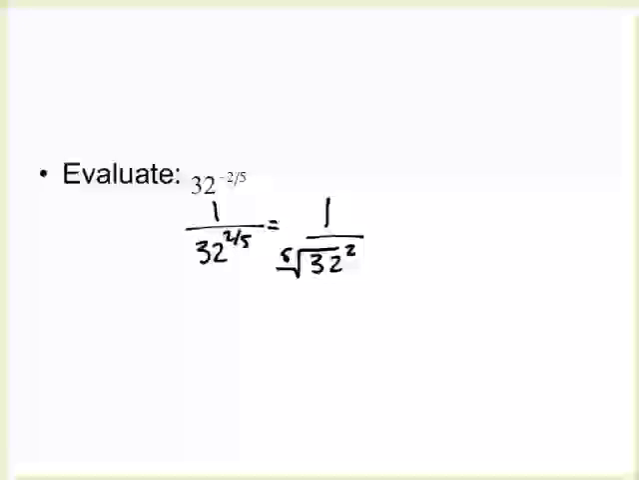1 times 1 times 1, that doesn't seem like it's going anywhere. 2 times 2 times 2 times 2 times 2 is 32. So the fifth root of 32 is 2. And we haven't done anything with that squared yet. 2 squared is 4. So our answer is 1/4.